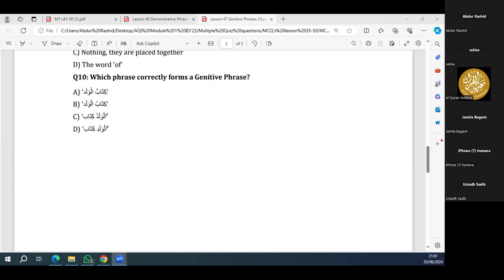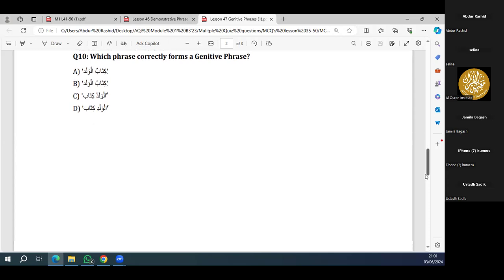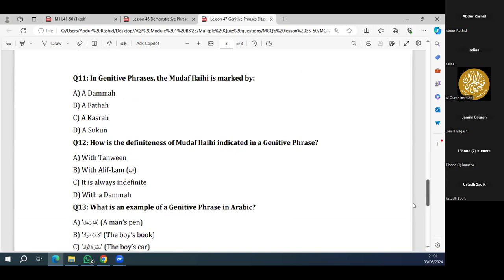It's B, Kitabul walad. We know in mudaf and mudaf ilayhi there should never be tanween, so the first one, Kitabun, is wrong. And we know the order: it's mudaf then mudaf ilayhi, so it cannot be the other way around. C and D are completely wrong because the possessor is coming first. Al-walad kitab would be the book's boy, which is incorrect. So B is the correct answer. Well done, everyone. There are some issues with the kasra.